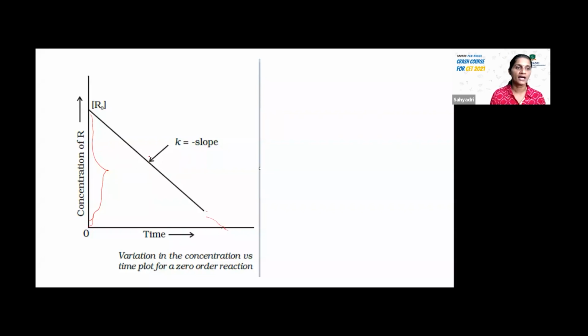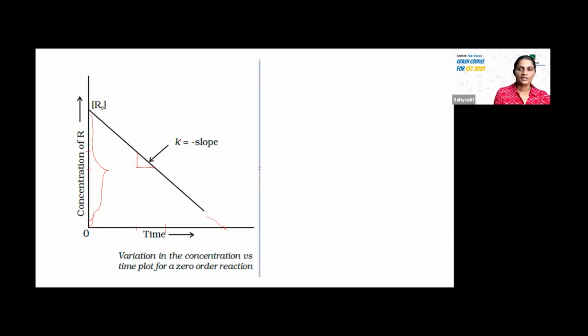K can be asked. So they may give some values here. This value and this value will be given. From this graph, you have understood it is a zero order reaction, and you find the slope, and you may be asked to calculate K. K is nothing but minus slope, right? So you first find out the slope of this graph, and that itself will give you the rate constant for this reaction. Fine.